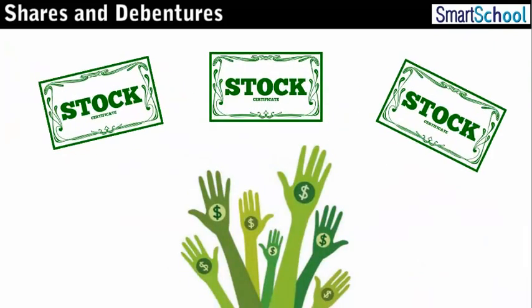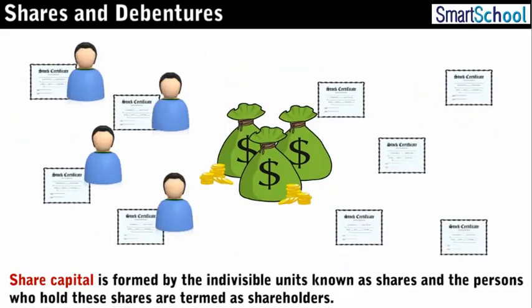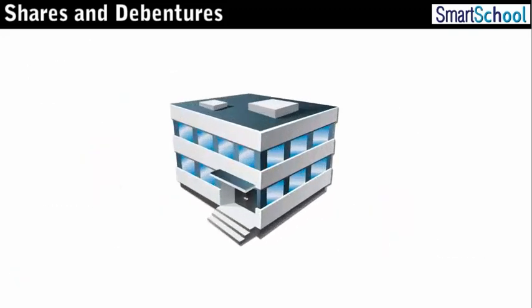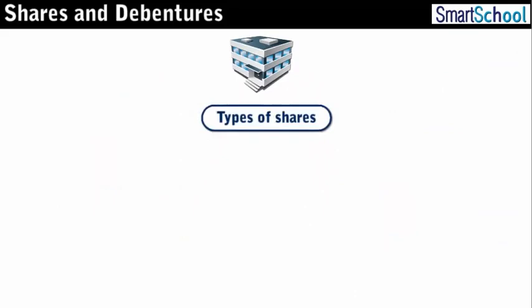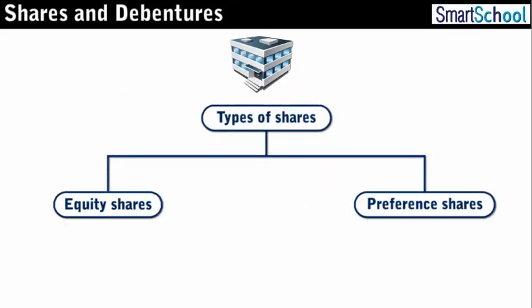The money raised through issue of shares is known as share capital. Share capital is formed by the indivisible units known as shares, and the persons who hold these shares are termed as shareholders. A company generally issues two types of shares: equity shares and preference shares. Let us now study about the equity shares.